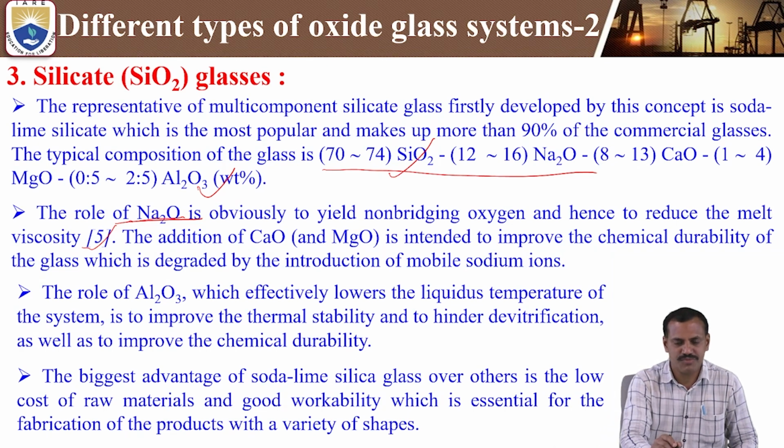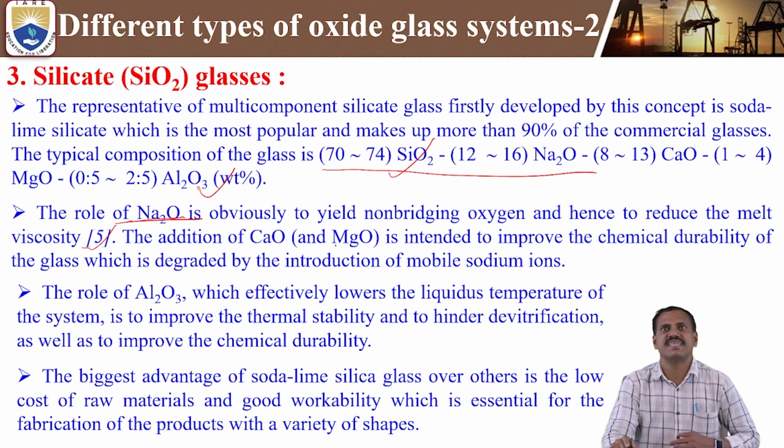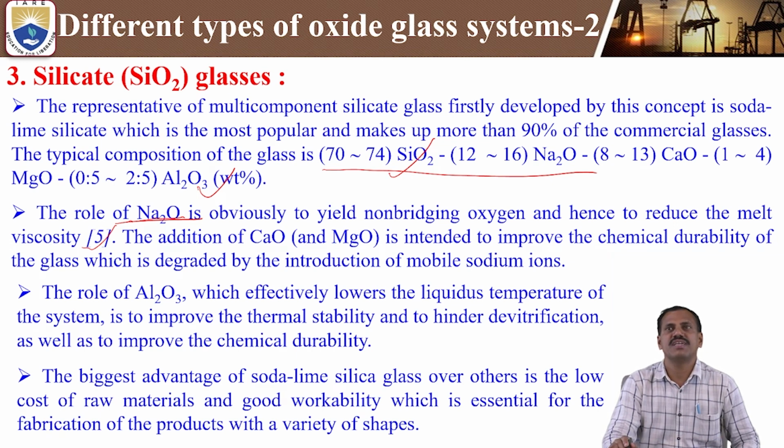The addition of calcium oxide and magnesium oxide is intended to improve the chemical durability of the glass, which is degraded by the introduction of mobile sodium ions. Calcium oxide and magnesium oxide are glass modifiers added to improve the chemical durability in the soda lime silicate glasses.